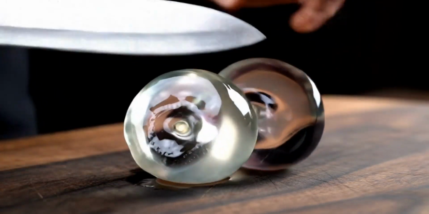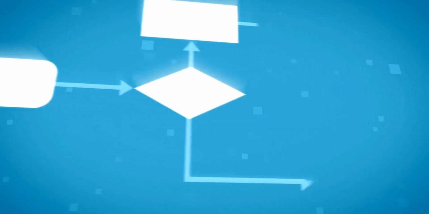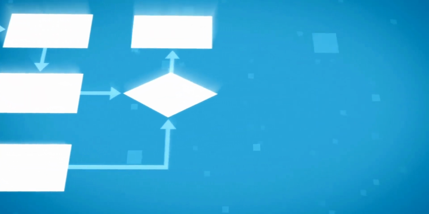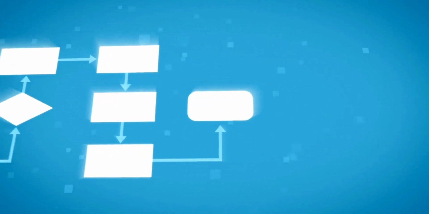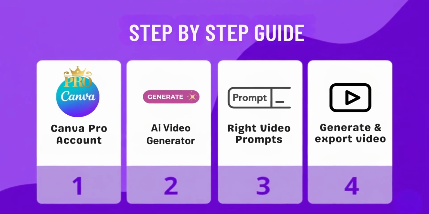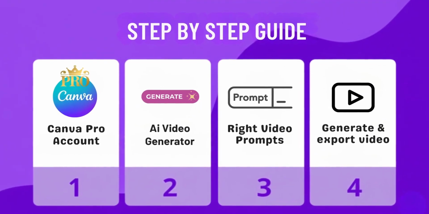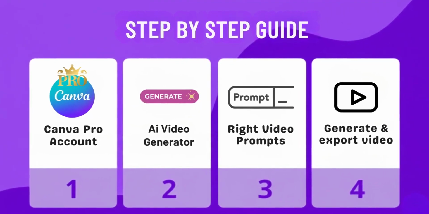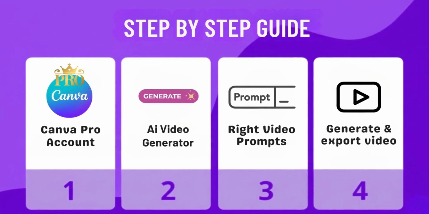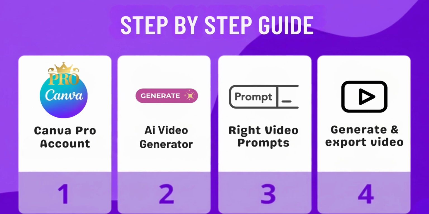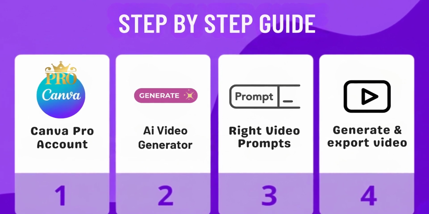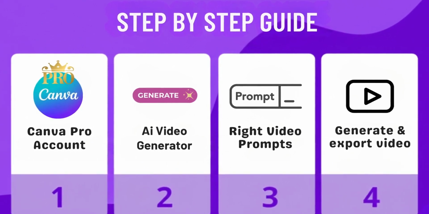In this video, I'm going to give you the complete step-by-step guide to creating viral AI glass ASMR videos using a secret tool inside Canva. Stick around, you don't want to miss this. Alright, let's dive right in. This process has 4 simple steps: getting the right Canva account, unlocking the secret AI tool, generating the perfect video prompts using a special master prompt that I've created for you, and finally, creating and exporting our video.